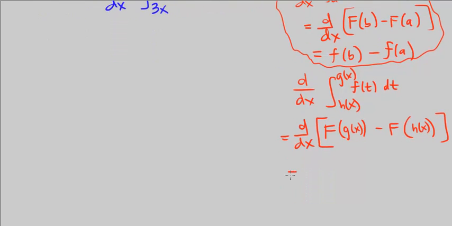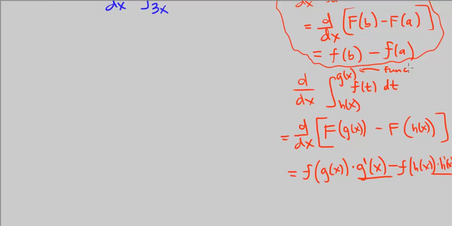So when we take the derivative of big F, it's still little f. It's still going to be little f of g of x, but it's going to be times the derivative, because of the chain rule, times g prime of x, minus little f with h of x in it, but it's going to be times h prime of x, okay? So the new thing is now we have to worry about if these here are functions, then we have to remember the chain rule.